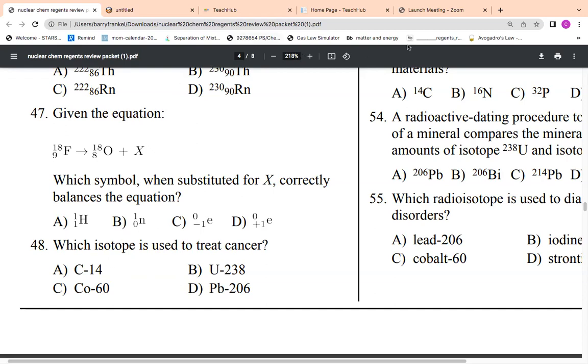So my pen, what color shall we do today? Feeling pink. Let's go with pink. Yeah, pink sounds good. There we go.